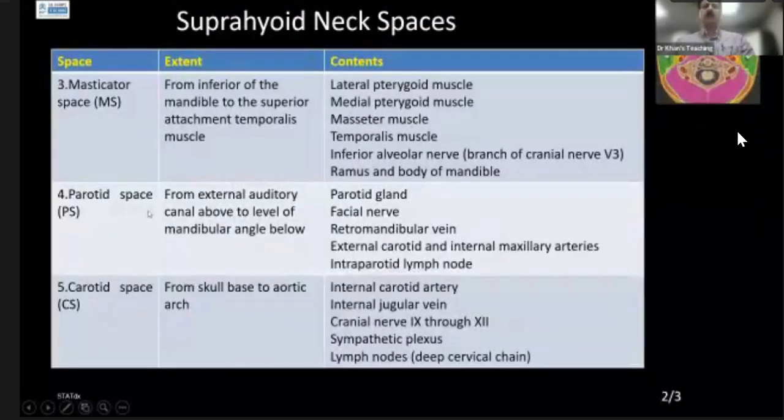Then comes the parotid space, and parotid space will be part of our curriculum today when we are dealing with temporal bone, because just inferior to the temporal bone is the parotid space. So it is from external auditory canal to the level of the mandibular angle. And these are the contents. Carotid space. Look at the extension from base of skull to the aortic arch. And it has these contents.